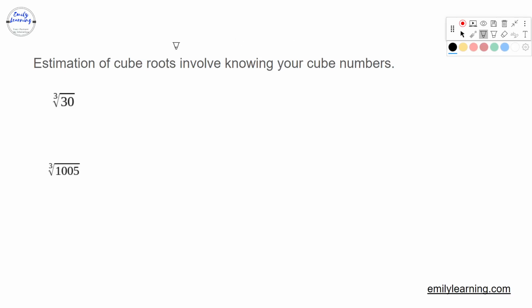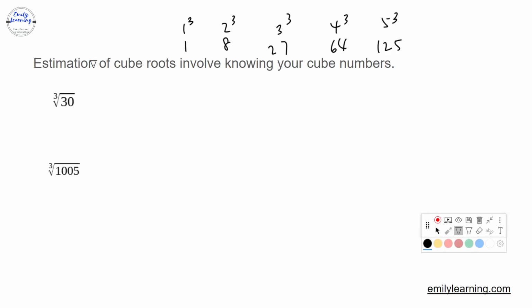Now let's try more examples. Next we'll take a look at estimation of cube root. When you want to do an estimation of cube roots, it involves knowing the cube numbers. So 1 cube is 1, 2 cube is 8, 3 cube is 27, 4 cube is 64, and so on, 5 cube is 125, and go on. If we want to cube root 30, we know that 30 is very close to the cube number 27. So we'll round off cube root of 30 to cube root of 27 first, and we know cube root of 27 is 3. So when we estimate, cube root of 30 is roughly 3.